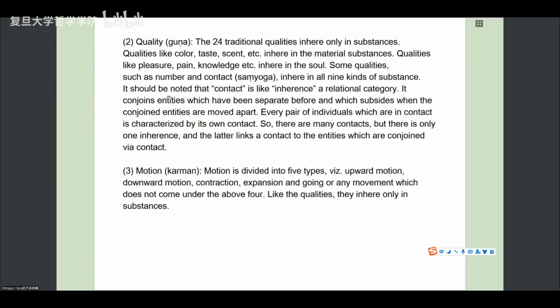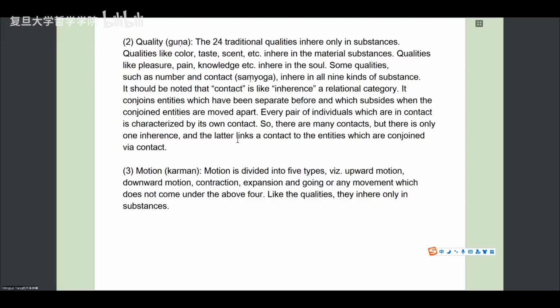It should be noted that contact is, like inherence, a relational category. It conjoins entities which have been separate before and which subsides when the conjoined entities are moved apart. Every pair of individuals which are in contact is characterized by its own contact. So there are many contacts, but there is only one inherence. We have to come back to this relation later.